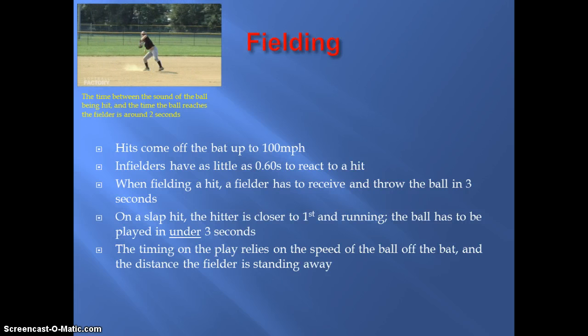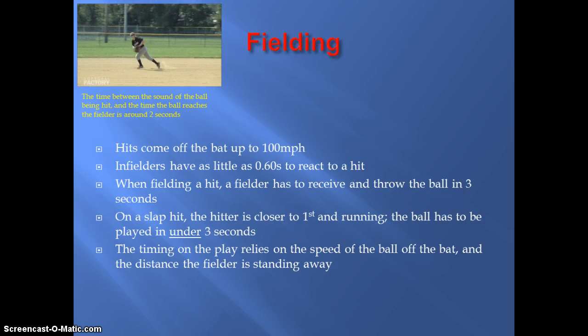Fielding. Hits can come off the bat up to 100 miles per hour. Infielders have as little as 0.6 seconds to react to a hit, which means figuring out where the ball is going and where they have to field it. When fielding a hit, a fielder has to receive and throw the ball in 3 seconds in order to throw the runner out.